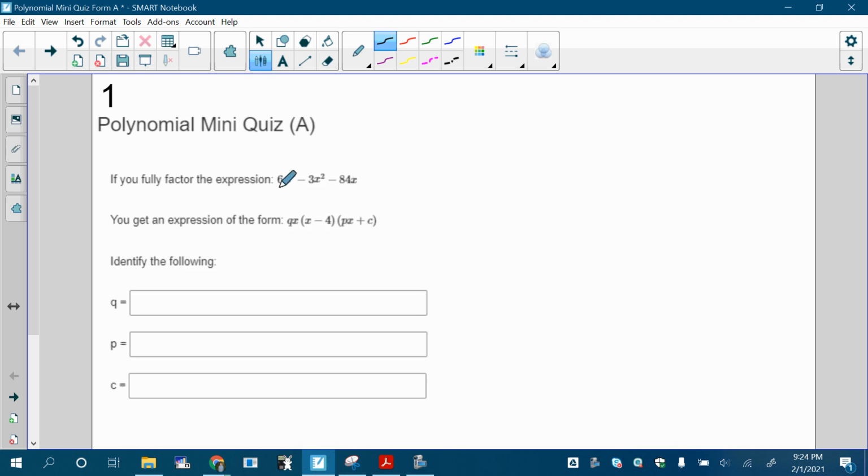So first, the question says, if you fully factor this, you end up getting something that looks like this, and the question is asking what is the Q, the P, and the C in this form. So we're going to factor this black underlined thing here. The first thing we have to do is check for a greatest common factor. That's always your first step with factoring. If you look at that, what do all three of those have in common? You can use your calculator to help you, but you shouldn't need to. They all have a 3 and an x in them. You can take a 3x out of all of them. If you take a 3x out, you get 2x squared minus x minus 28.